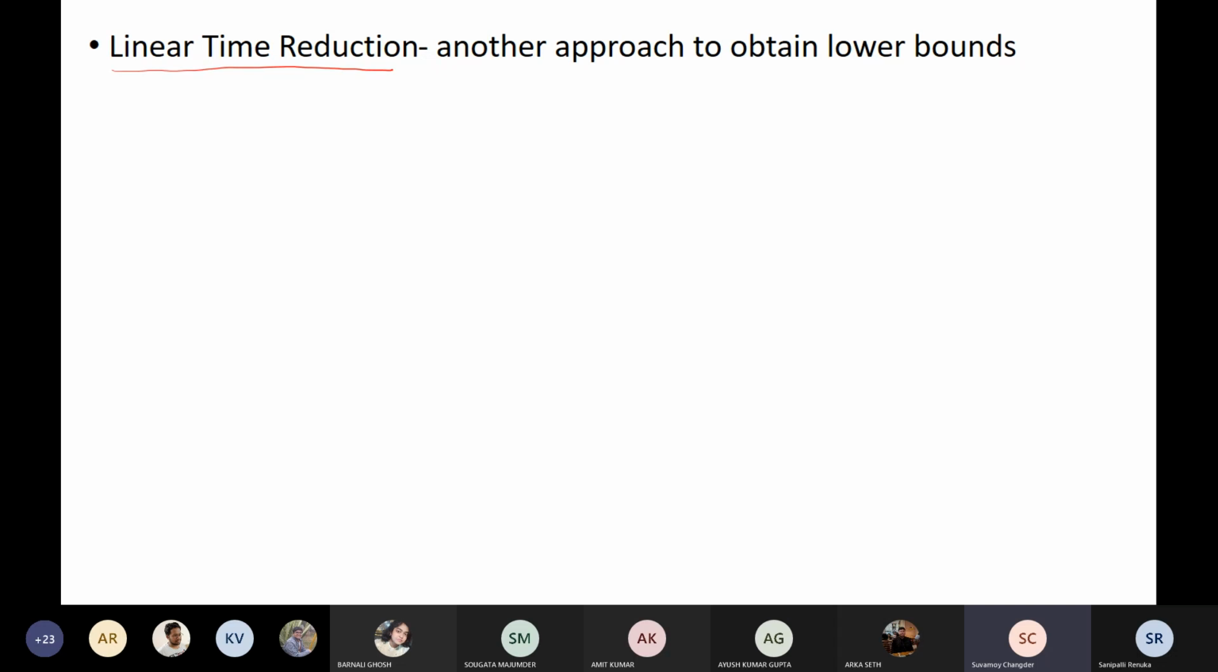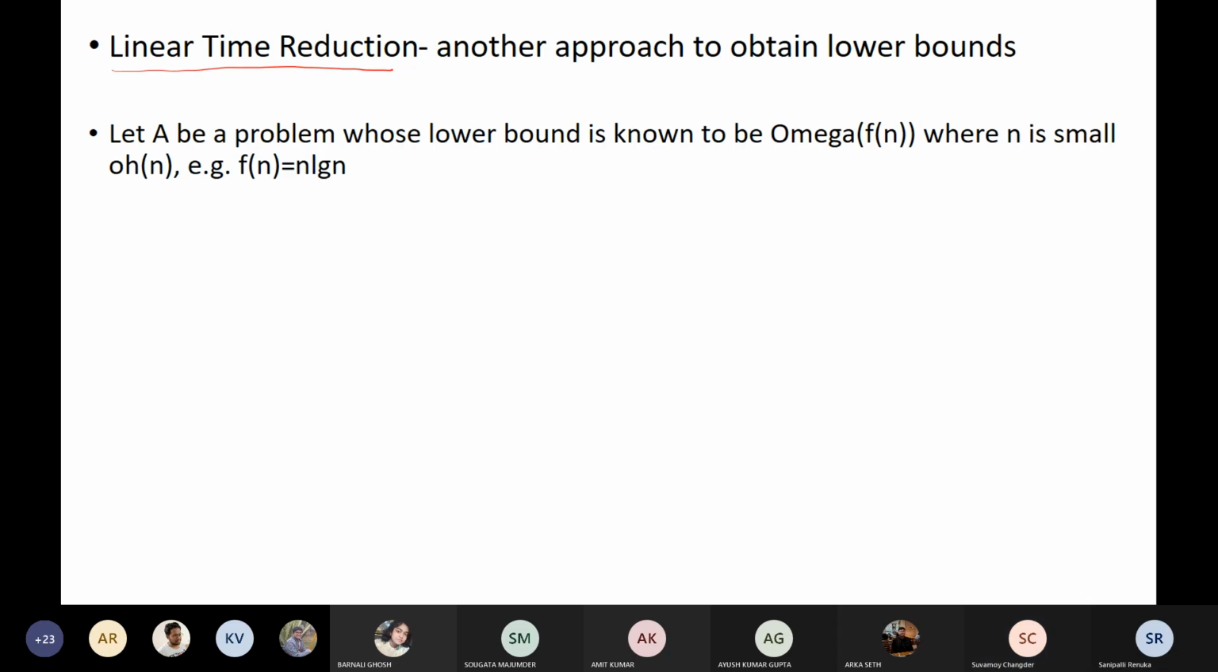Let us go for the formal definition of the meaning of linear time reduction. After that we will go for one example, which I think will be clear to you. Let there be a problem A whose lower bound is known. That may be a function f of n, so it may be omega of n or omega of n log n, or any function of n.